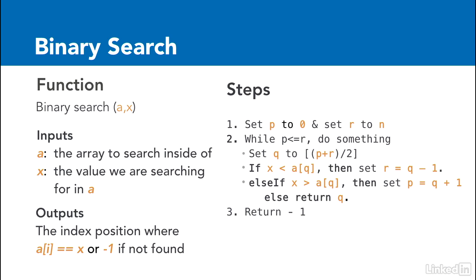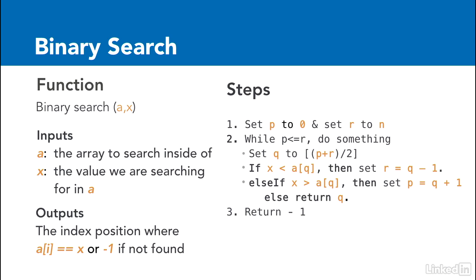Now let's go over the steps that are involved in order to accomplish this goal. The first thing we're going to do is set P equal to 0 and set R equal to N, which is simply the length of the array. So in our code, it's going to be A.length minus 1. The next step is going to be a while statement where we check to see if P is less than or equal to R. If so, do something.